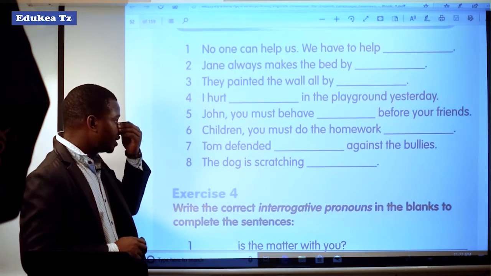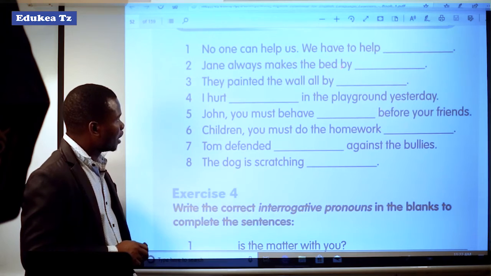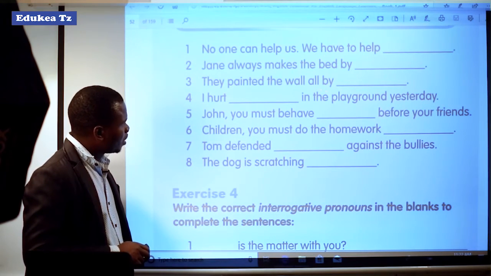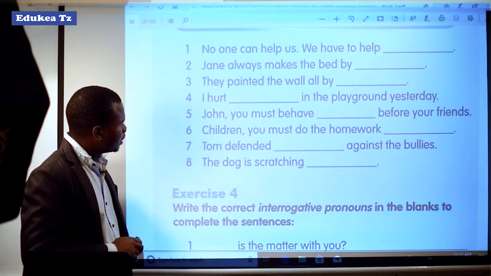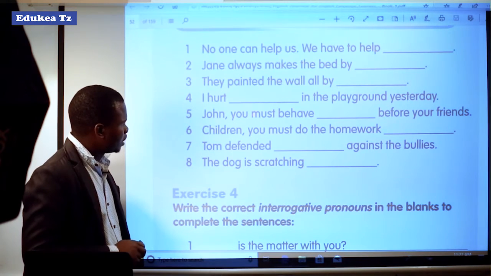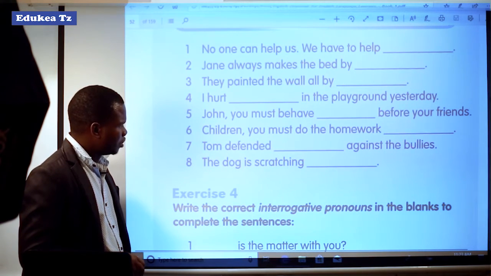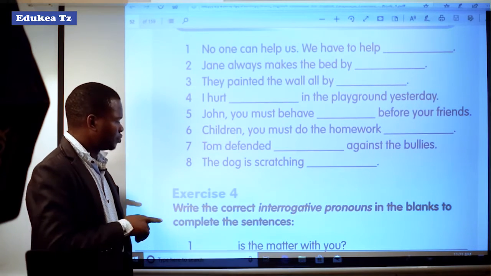Jane always makes the bed by herself. They painted the wall all by themselves. I had myself in the playground yesterday. John, you must behave yourself before your friends. Children, you must do the homework yourselves. Tom, defend yourself against the balls. The dog is scratching itself.